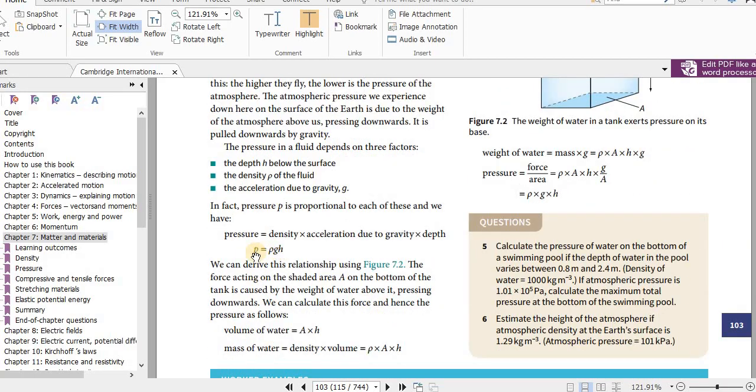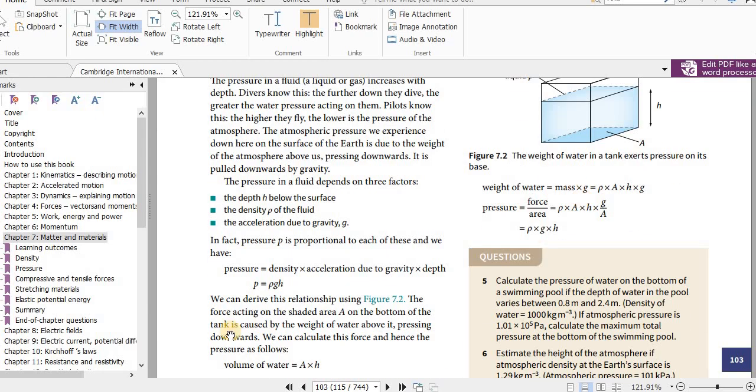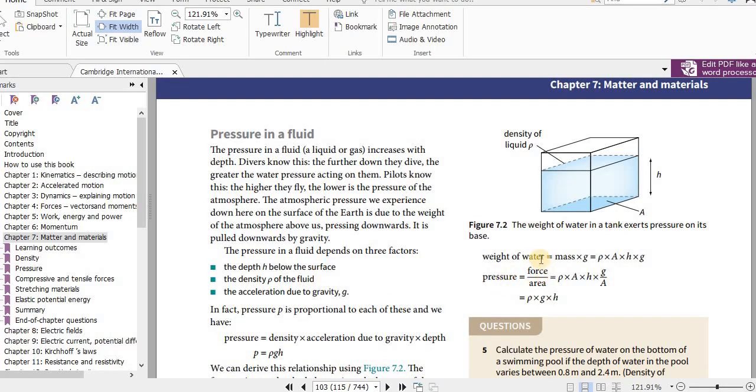Then how do we get this equation? That is shown by this diagram and the explanation here. It's very simple. You can imagine there is a cuboid, a rectangular tank, filled with water like this. The area of cross section here is A, and you know pressure is force over area.